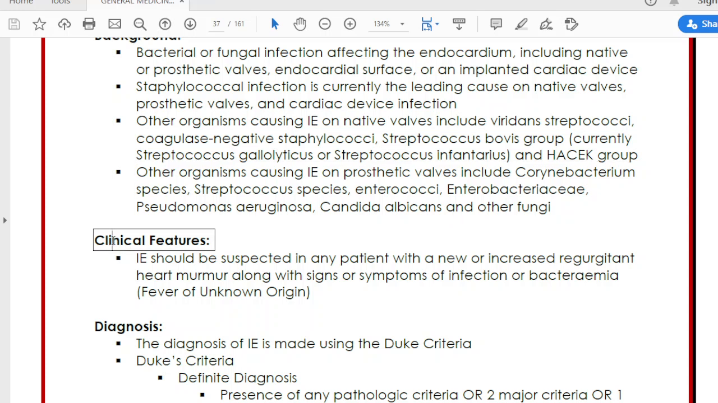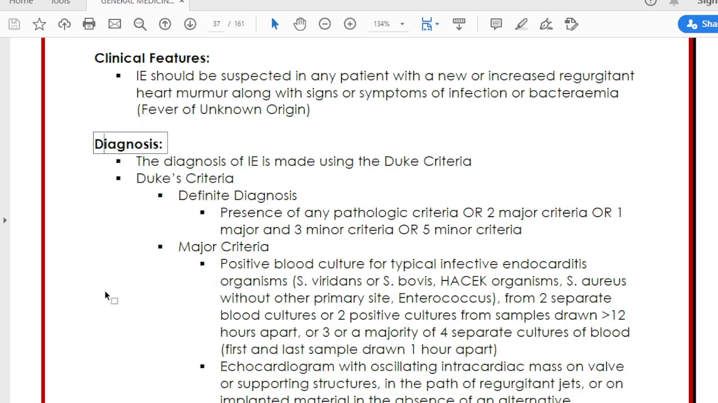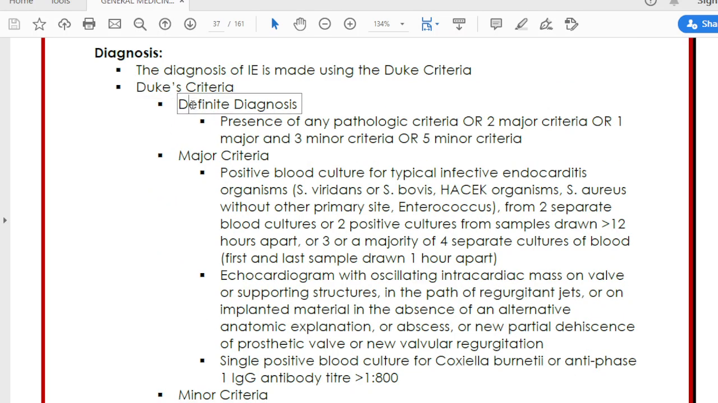Clinical features: IE should be suspected in any patient with a new or increased regurgitant heart murmur along with signs or symptoms of infection or bacteremia, or fever of unknown origin. Diagnosis: the diagnosis of IE is made using the Duke criteria. Duke's criteria: definite diagnosis. Presence of any pathologic criteria or 2 major criteria or 1 major and 3 minor criteria or 5 minor criteria.